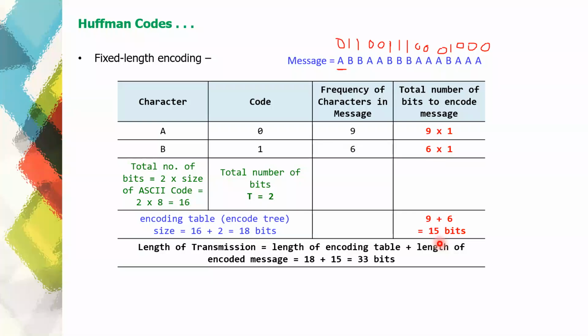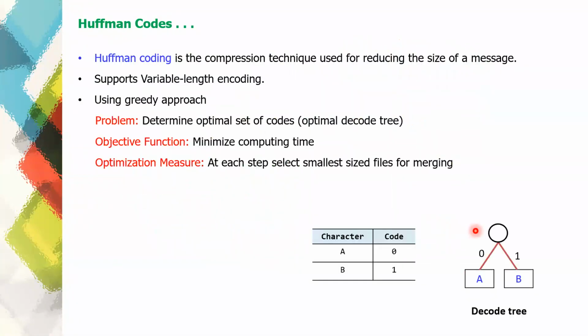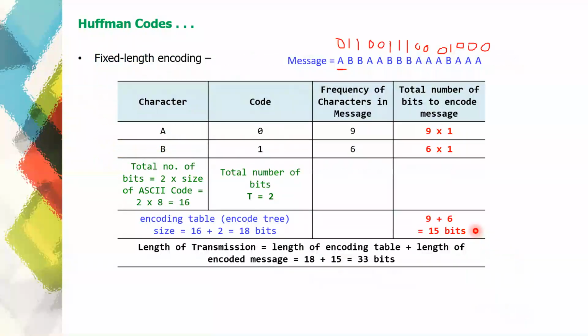15 bits is the length of the encoded message. How did I get it? It's 9 into 1 plus 6 into 1. That is the frequency of A into its code length. The code length is 1, the number of bits used in the code. Then the frequency of B into its code length, which is again 1. So you have got 15 bits. So you have used the formula.